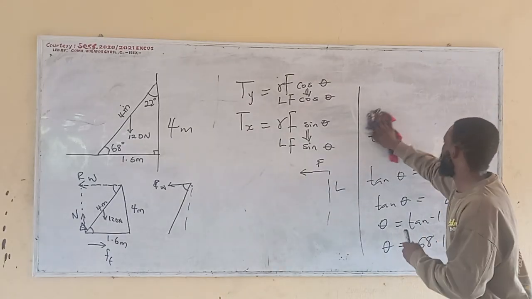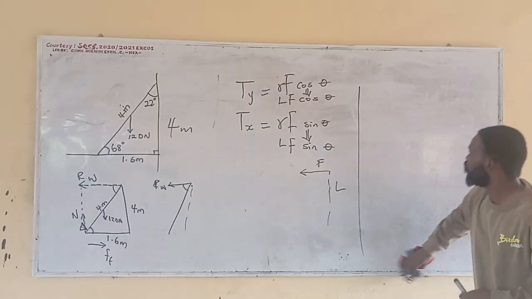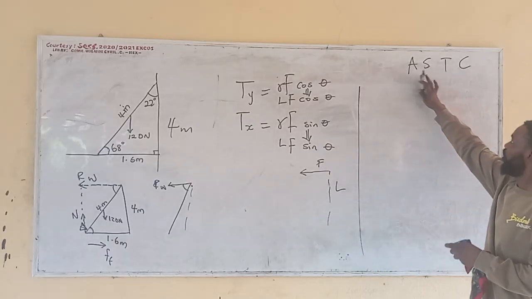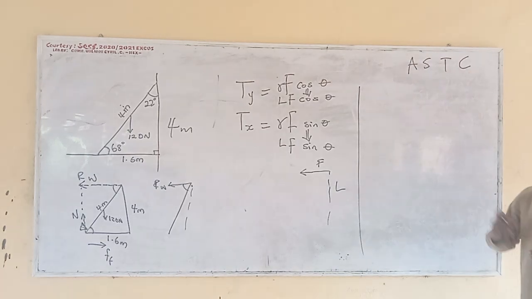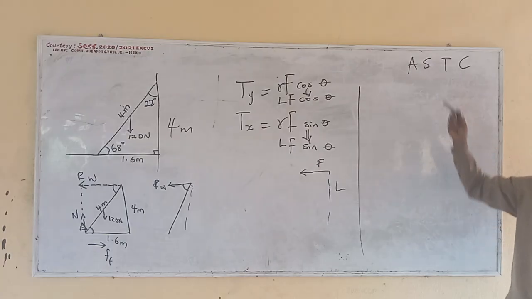Yes. And we remember that away from the angle, we use what? Sine. Away from the angle, use sine. Towards the angle, use what? All Science Students Take Cocoa. This is very popular in secondary school, unless you went to your own type of secondary school. But I know that then they do it well.